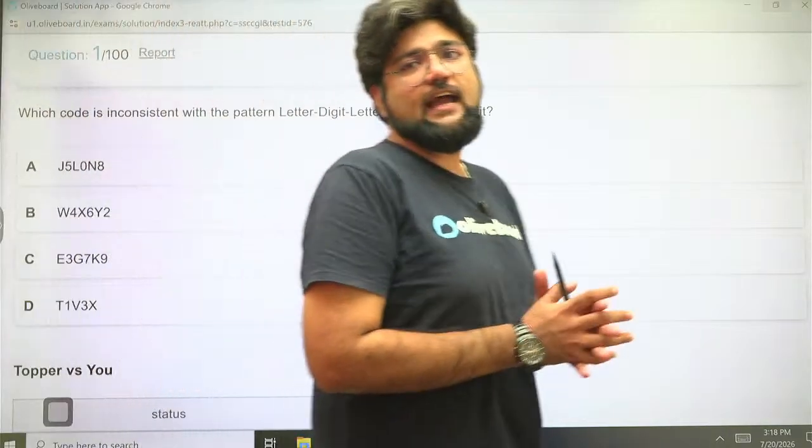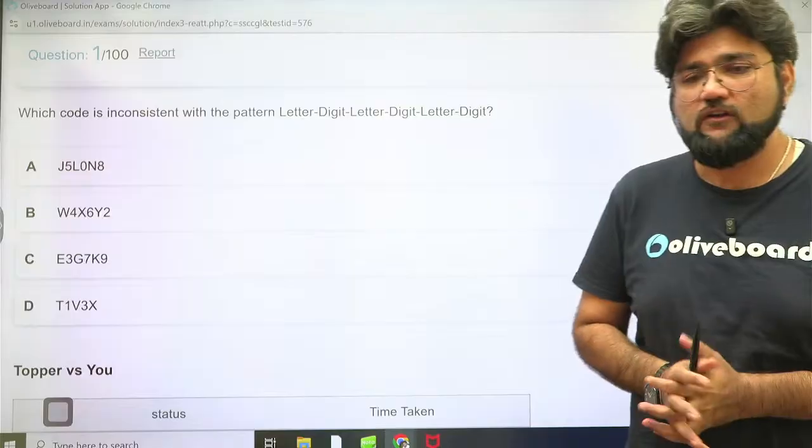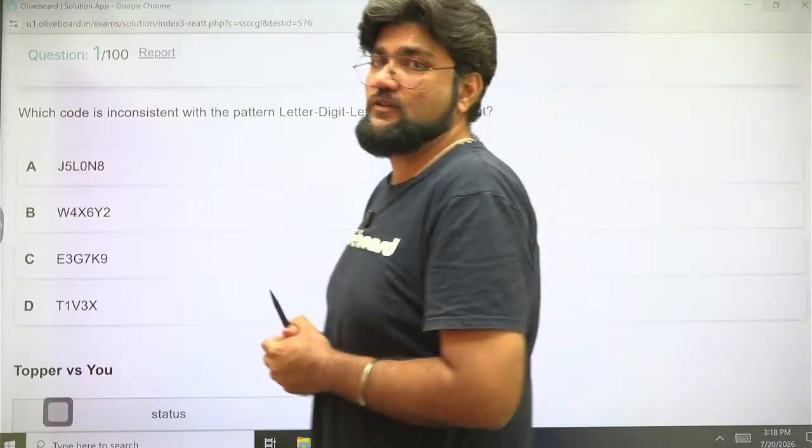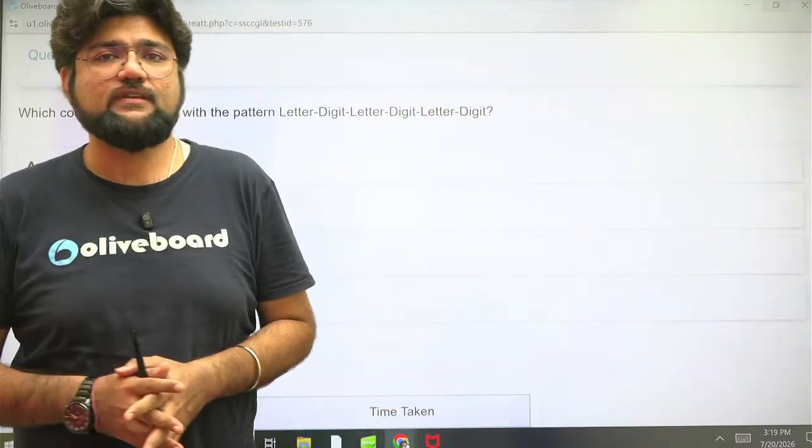The SSC CGL Tier 1 live mock has been conducted on the Oliveboard platform, and I'm here to discuss the logical reasoning section with you in detail. Let's quickly start without wasting a single moment.